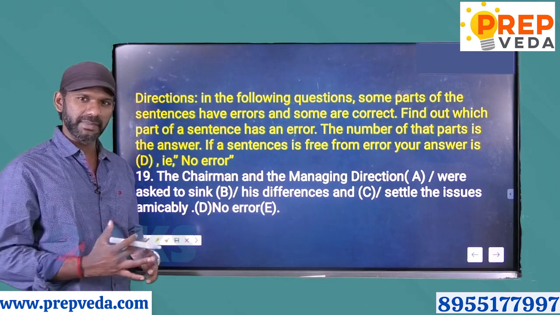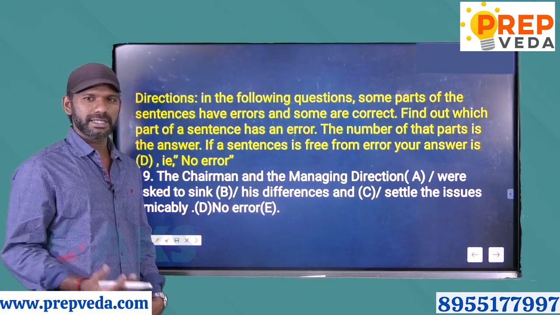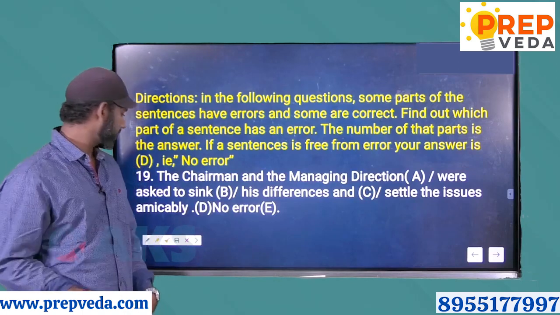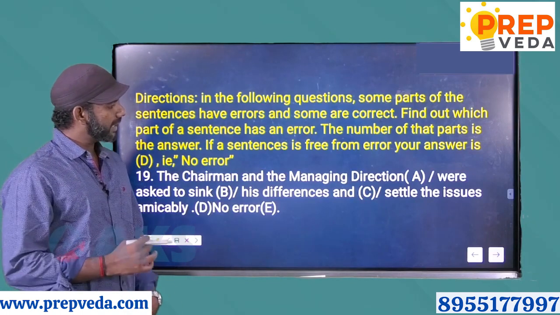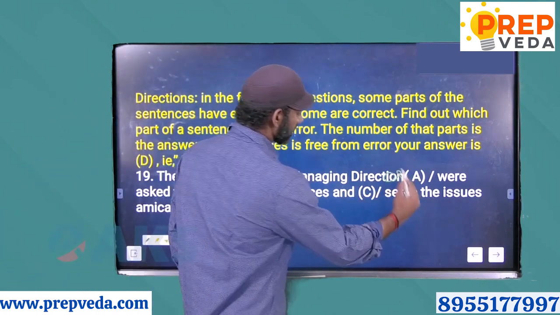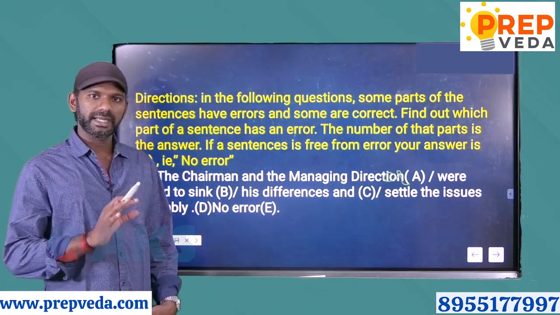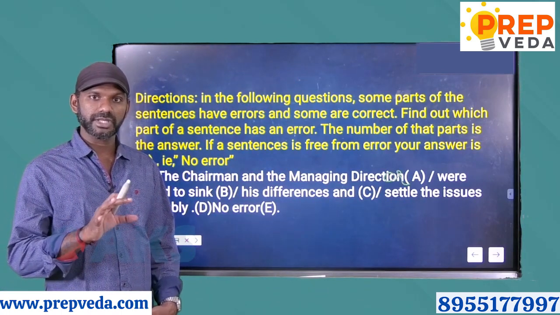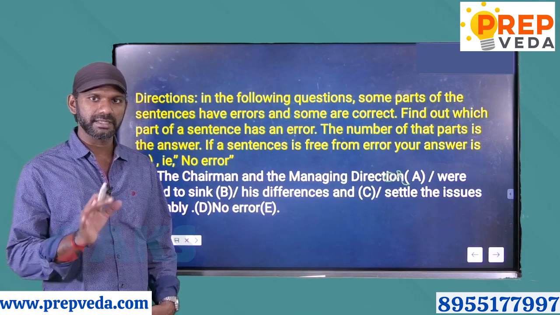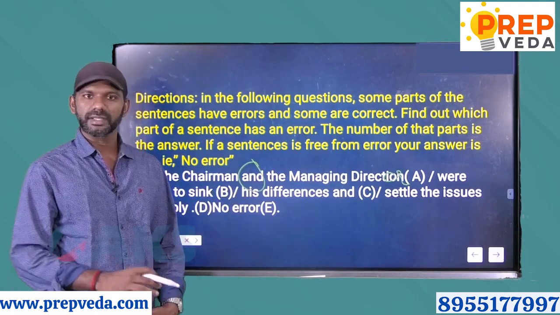Amicably means in a friendly manner, peacefully. We have to solve our differences or conflicts in a friendly manner, in a peaceful manner. The chairman and the managing director. The rule regarding and. Now first identify the subject in the sentence because everything else in the sentence depends on the subject. The chairman and the managing director.